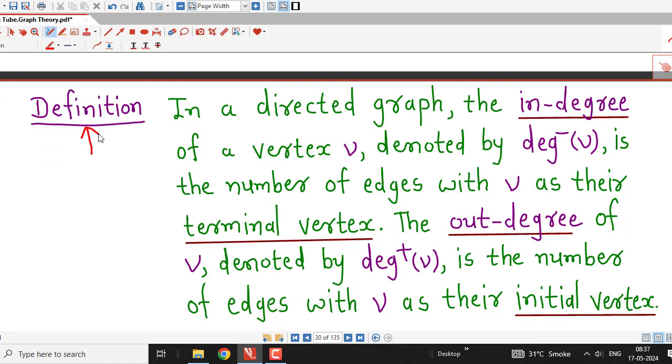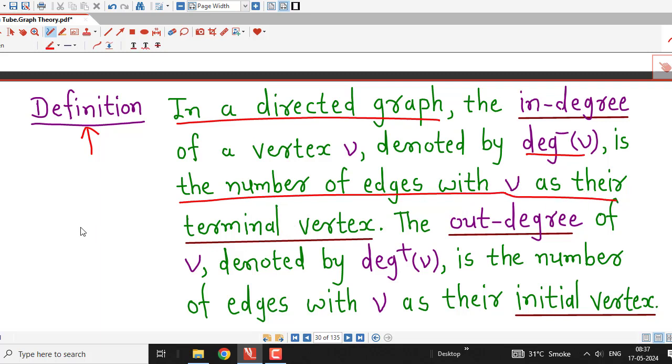They can ask you to write down the definition. So I have written here, in a directed graph, the in degree of a vertex v, denoted by this notation, is the number of edges with v as their terminal vertex. That is, suppose we have this vertex v, and if there are 3 edges whose terminal vertex is v, that is, they are going towards v, then the in degree of vertex v is 3. The in degree of a vertex v is the number of edges with v as their terminal vertex, or the number of edges going to vertex v.